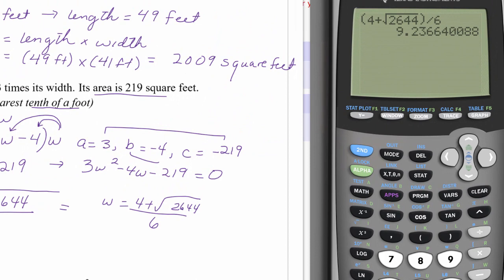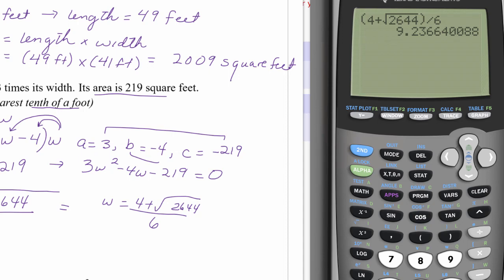Okay, so I went ahead and put in our quadratic formula there, the 4 plus the square root of 2,644. Notice that's in parentheses, divided by the 6. And so I got 9.2. They want this rounded to the nearest tenth of a foot. So 9.2 feet for the width.